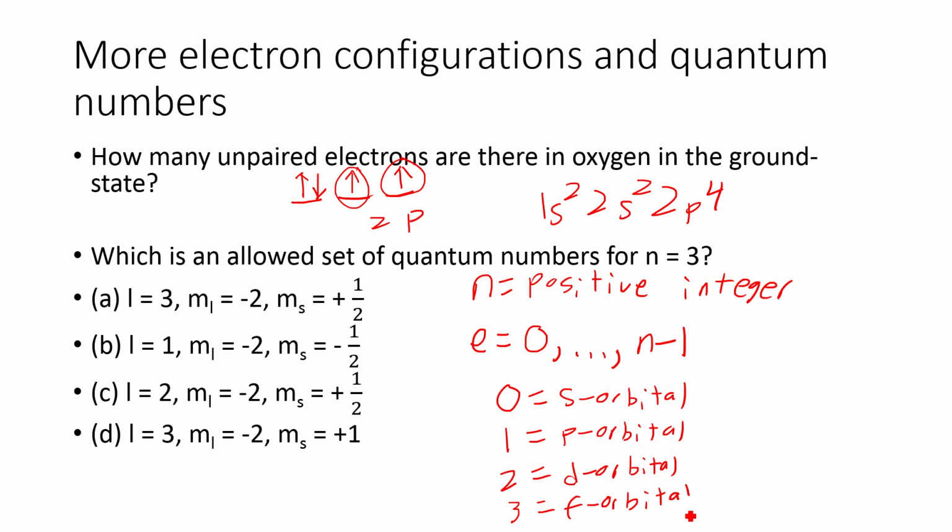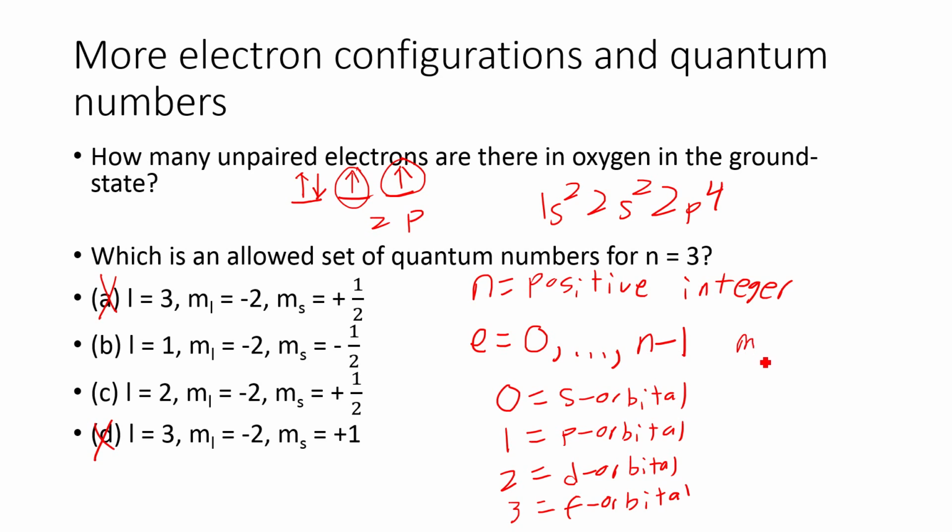So far, these first two rules have eliminated some of our possible answers. A is already eliminated. We can't have an L equal to 3 when n equals 3. So we can get rid of A. That also gets rid of D. So we're left with B and C. So let's look at our next number.